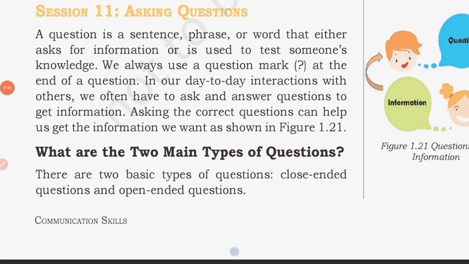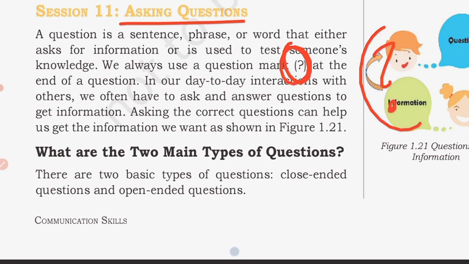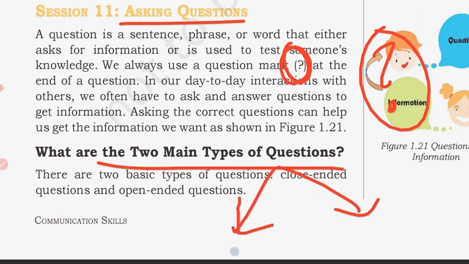Next session is asking questions. A question is a sentence, phrase, or a word that either asks for information or is used to test someone's knowledge. Whenever a question mark is there, it is the sign with which you understand that a particular thing is being asked. Two main types of questions are there: number one, yes/no type, and another one is WH.